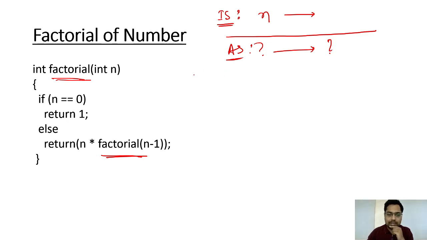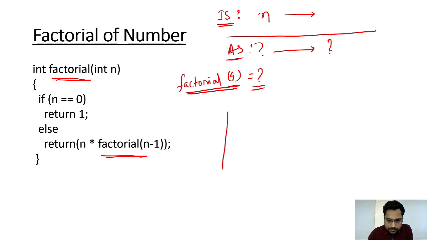Now look at this. Suppose we want to find factorial 4. What is the value of factorial 4, and how will the stack run? For factorial, I'm just writing it as f of 4.